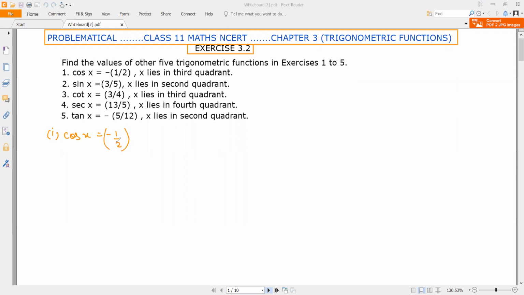Another piece of information given is that the angle x lies in the third quadrant. Now we know that in the third quadrant only tan and cot will be positive and all the remaining trigonometric functions will be negative. So sec x is equal to 1 upon cos x. Cos x is minus 1 by 2, so sec x will be equal to minus 2.